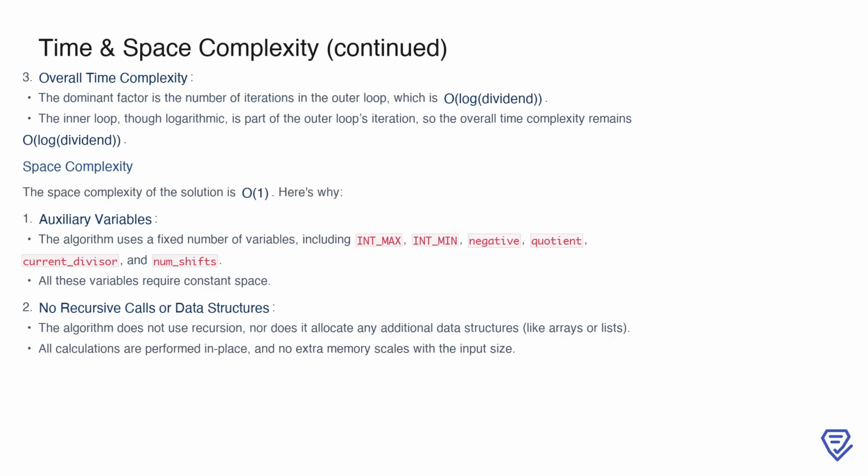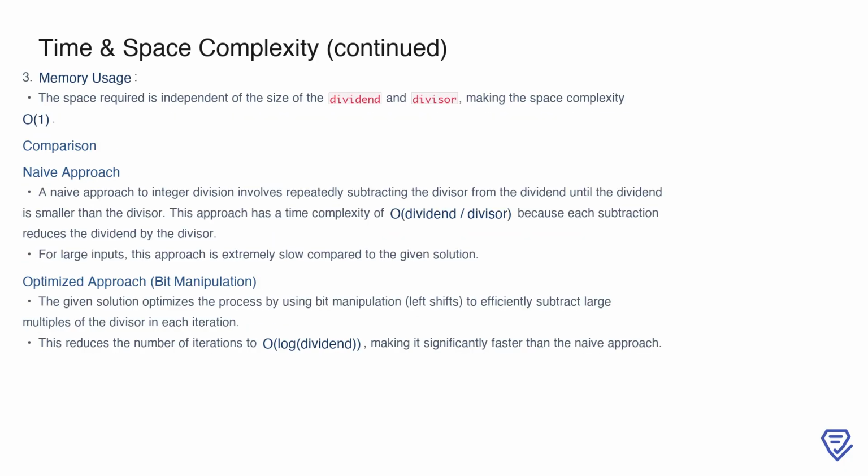This is because the algorithm uses only a fixed set of variables, such as int_max, int_min, negative, quotient, current_divisor, and number_shifts. These variables require constant space regardless of the size of the inputs. Importantly, no recursion is involved, and the algorithm does not rely on dynamically allocated data structures like arrays or lists. All calculations are performed directly on these fixed variables, ensuring that memory usage remains constant and does not scale with the size of the inputs. Since the space required is independent of the size of the dividend and divisor, the space complexity remains O(1).